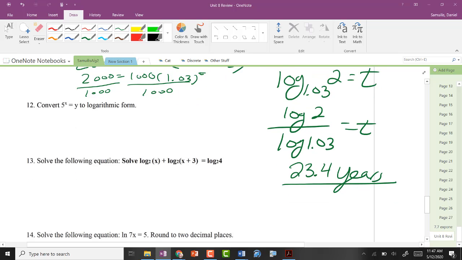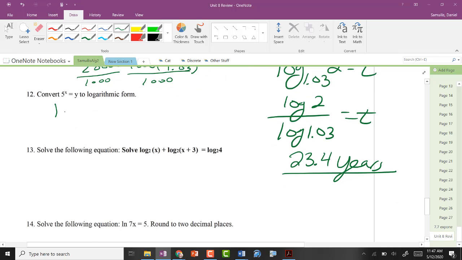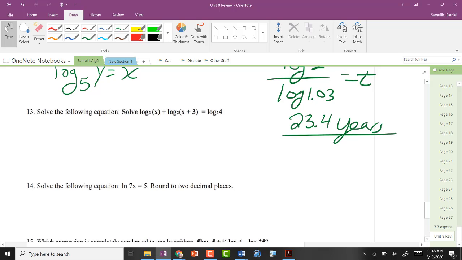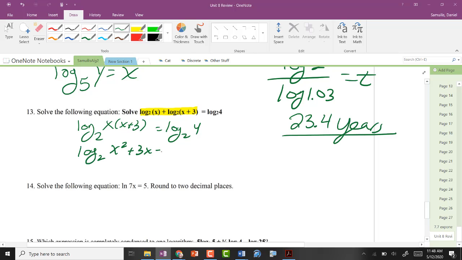Okay, so convert to logarithmic form. Remember, logarithms equal the exponent. What's the exponent? x. So it's log base 5 of y equals x. That's it. Solve the equation. We're going to condense to one logarithm, which once again, it's addition, so that condenses to multiplication. x times x plus 3 equals log base 2 of 4. So this is log base 2 of x squared plus 3x equals log base 2 of 4.